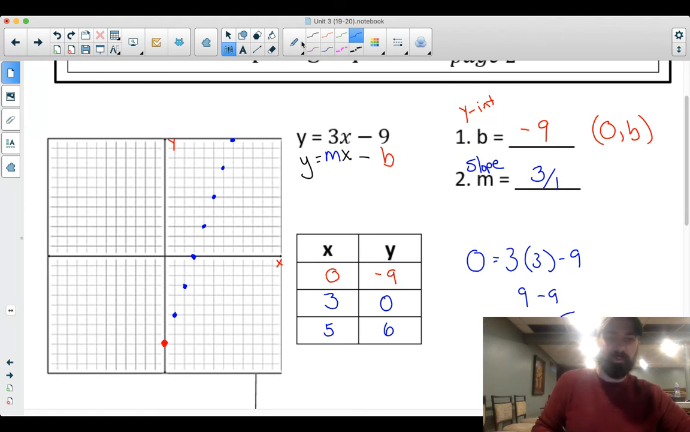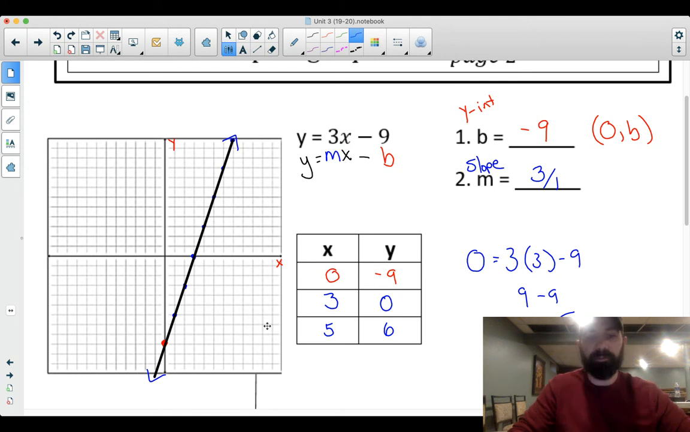That point is correct. Don't forget, when you are done graphing your points, you go through and put a line through all of those points. And don't forget, lines go on forever, so we do our best to remember to put arrows going both directions. And that's how you graph.